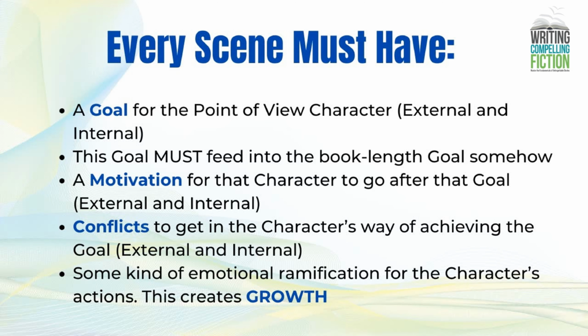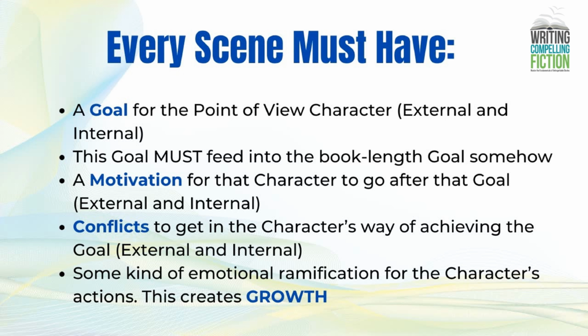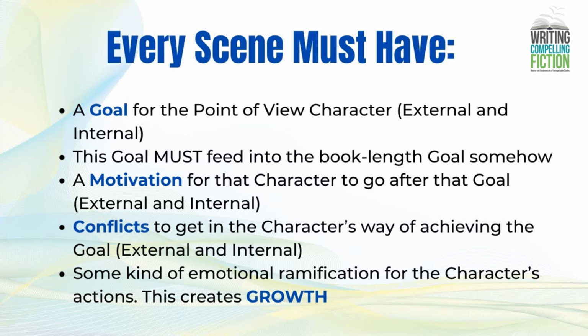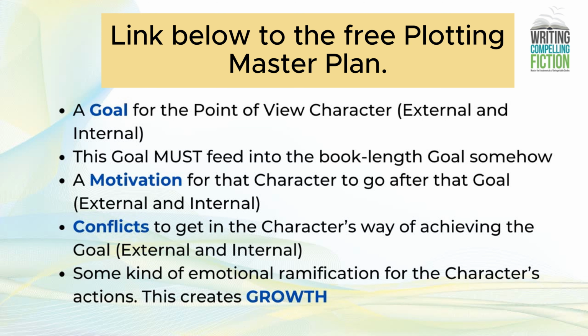Every scene must have a goal for the point of view character, which means the main character in that scene has to have a reason for being there. And I'm going to talk more about author goals and character goals for scenes in a minute. The goal has to feed into the book length goal because there should be no wasted scenes. None. Zero. Everything should feed into the book length goal somehow. The character has to have a motivation for going after that goal. It can't just be there. They have to have a reason for doing it and a bunch of conflicts that get in their way.